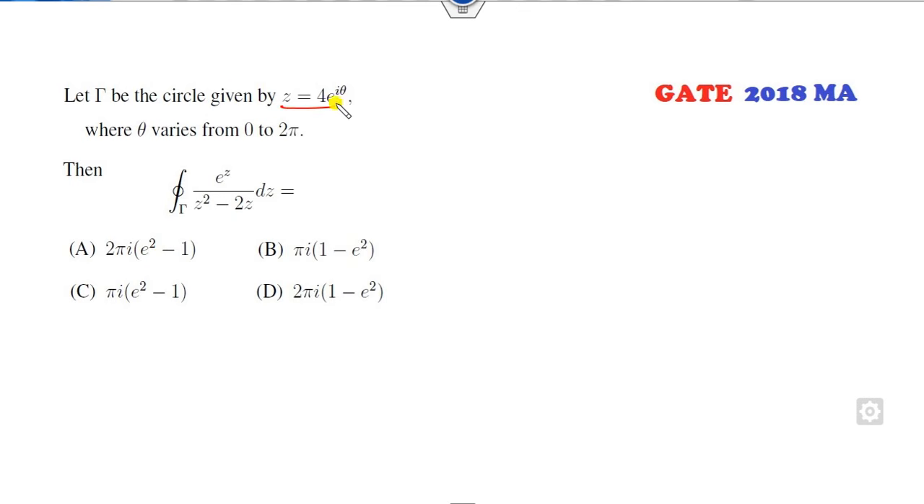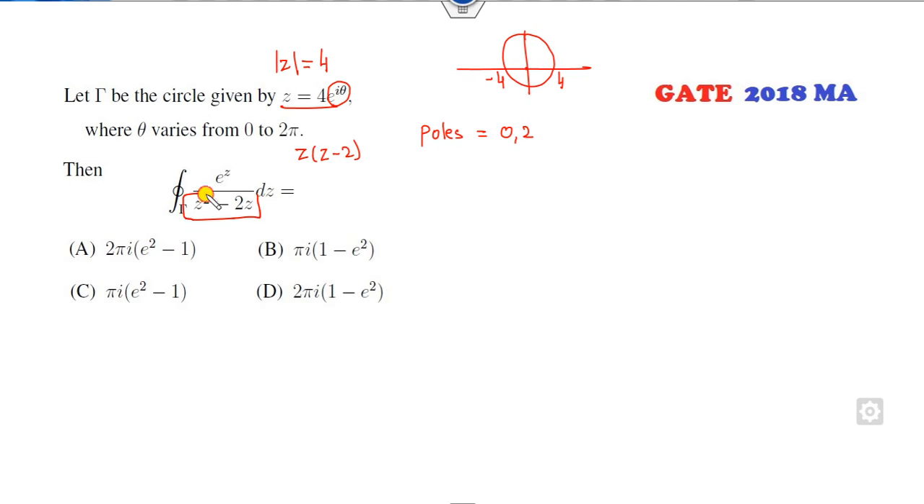Okay, now what is that? If I take the modulus, this value is my 4. It's a circle, center origin, radius 4, and it's 0 to 2 pi. Fine. Again, what are the poles of this? The poles are 0 and 2, because I can rewrite this function in this form. Fine. Now 0 lies here, 2 also lies here.